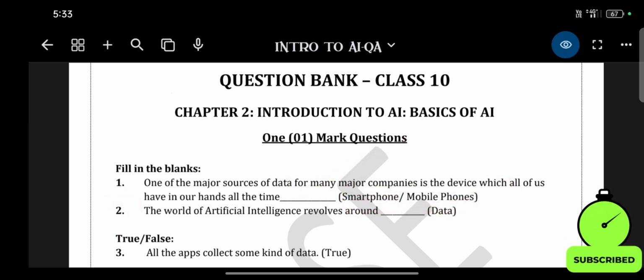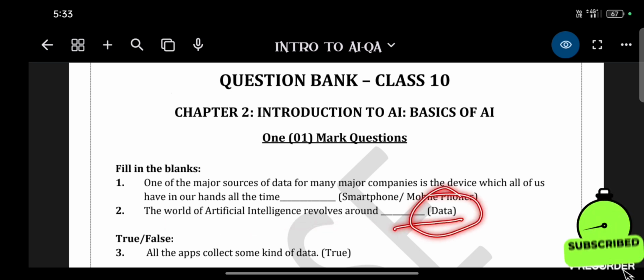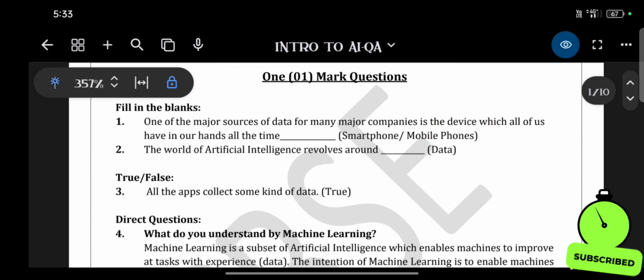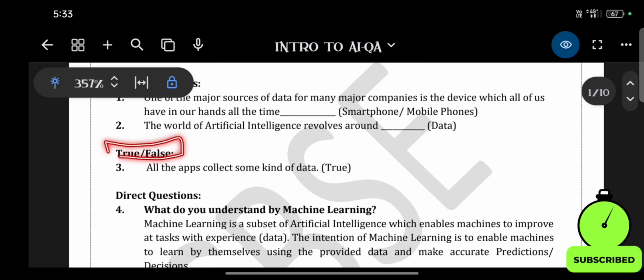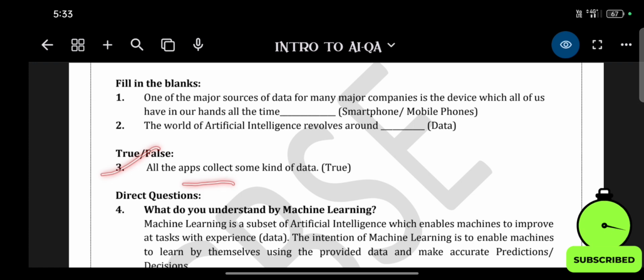Question 2. The world of artificial intelligence revolves around data. Okay? True false question. All the apps collect some kind of data. Yes, true.